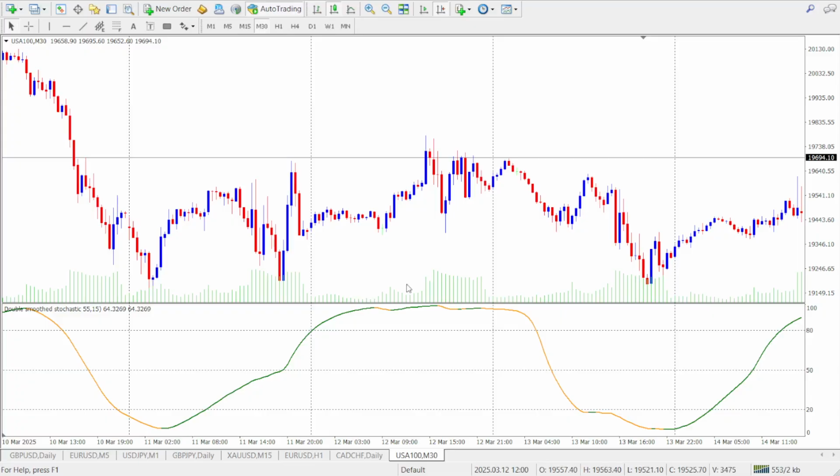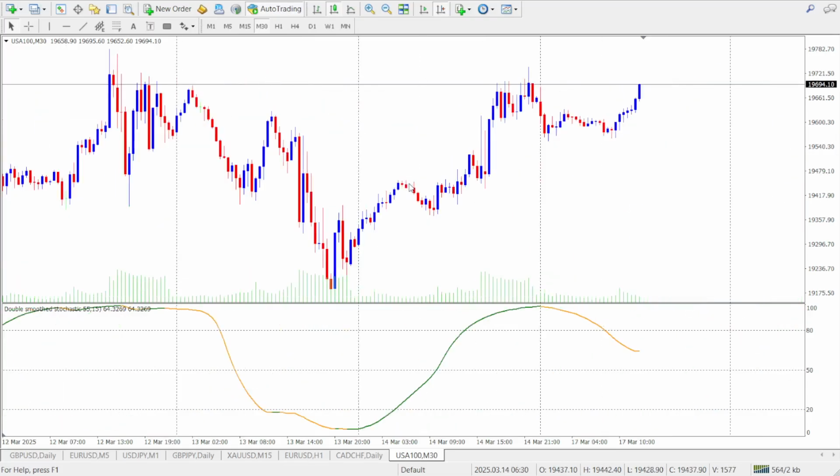Now, the traditional stochastic indicator measures price momentum by comparing the closing price of a currency pair to its price range over a set period. While it's a useful tool, it can often generate too many signals, making it hard to distinguish between real opportunities and market noise. This is where the Double Smoothed Stochastic Indicator comes in. By applying 2 smoothing techniques, it reduces false signals, making trend direction clearer and trading decisions more reliable.